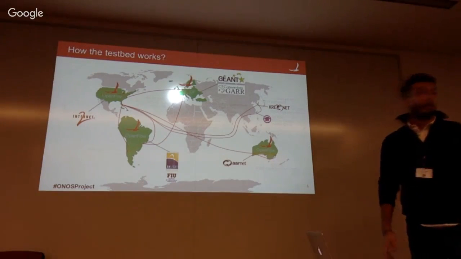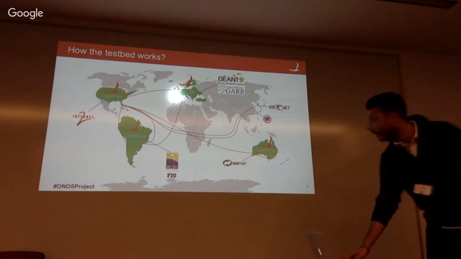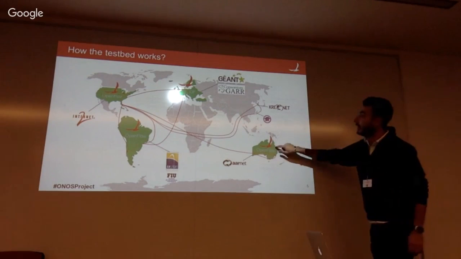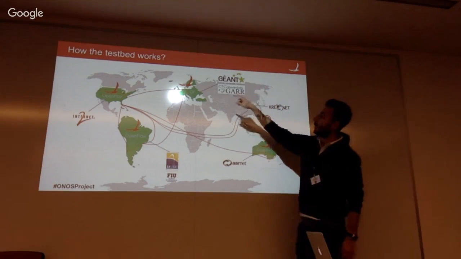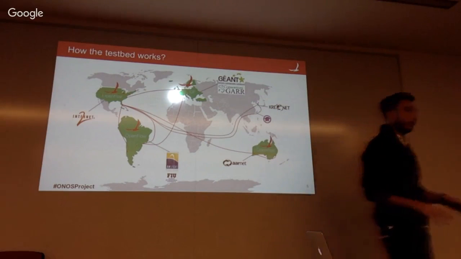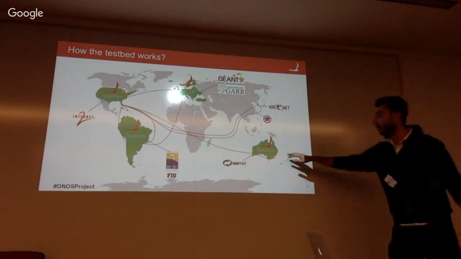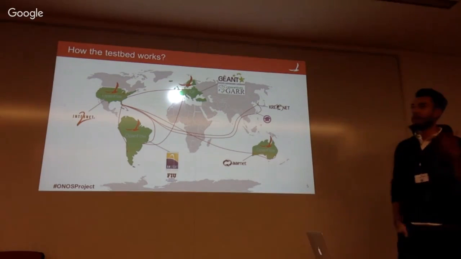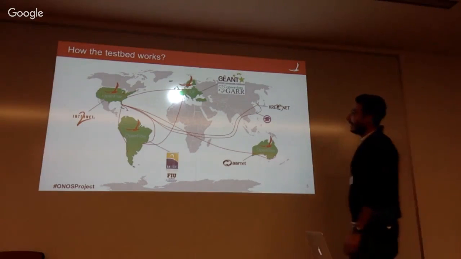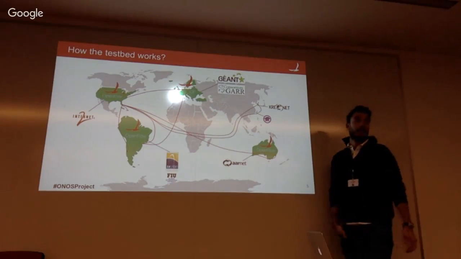So at a very high level, how the network works. Each one of these green islands is a standalone autonomous system. It's a pure OpenFlow network. So for each of them, there's a set of OpenFlow switches from any possible vendor you can imagine, controlled by a cluster of ONOS.